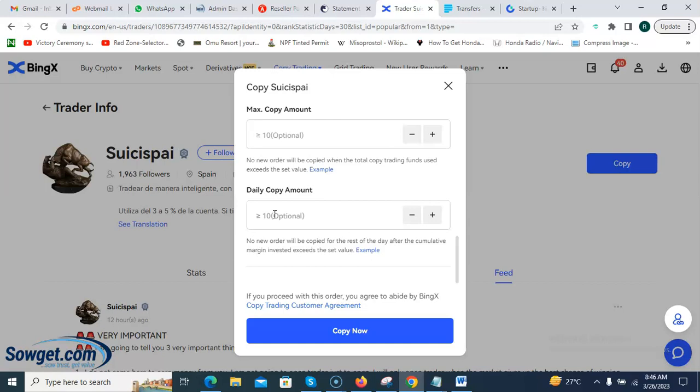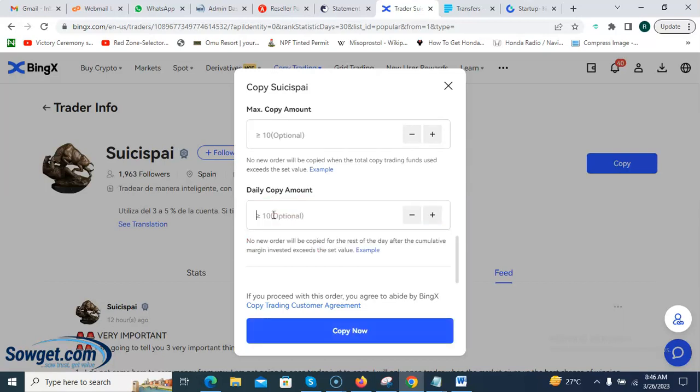So my margin for every trade with this particular trader is 10 USDT. If I want to set a daily amount, let's say I want to set 60 USDT, what this means is that for a 24-hour period, I don't want to use more than $60 worth of my asset to copy trade from this trader until the next day. So once 24 hours is met, the amount will reset. So I don't want to use more than $60 to copy trade from this trader for a given 24-hour period.